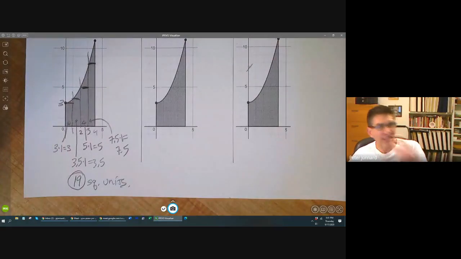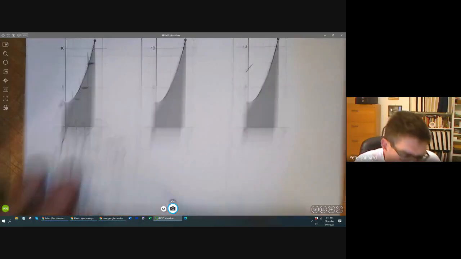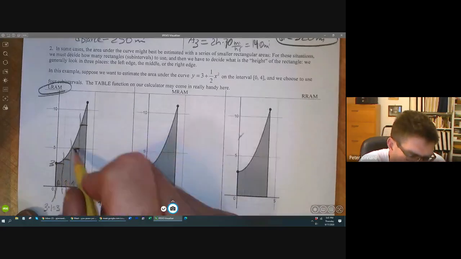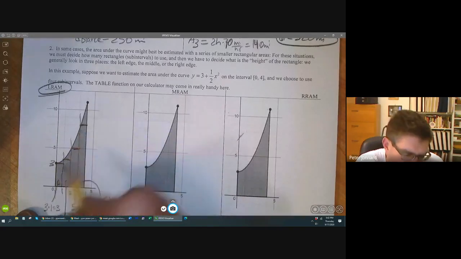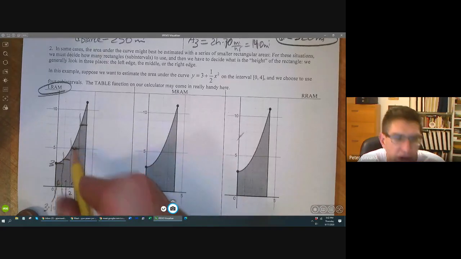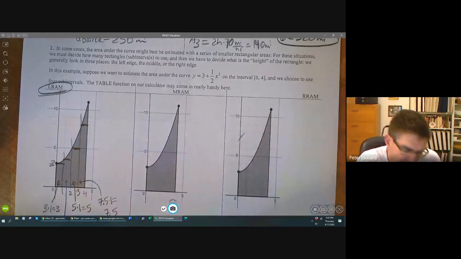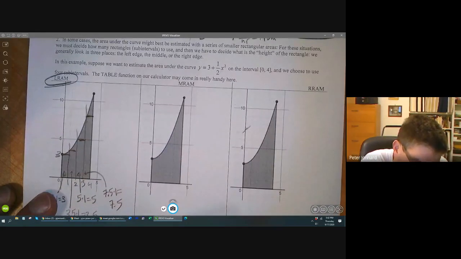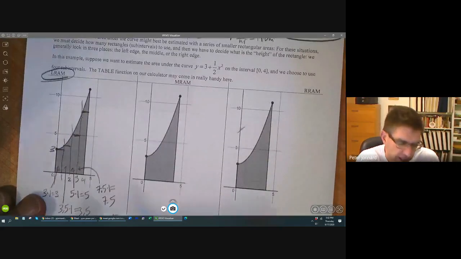That's an underestimate, and you're going to be asked why that is. It has to do with the concavity, or it has to do with the derivative. This function is increasing here. And because this function is increasing here, if we go at the left edge, the right edge is always going to be taller. And the problem is we're not accounting for that additional area. So this is an underestimate, because the curve is increasing. The graph is increasing.